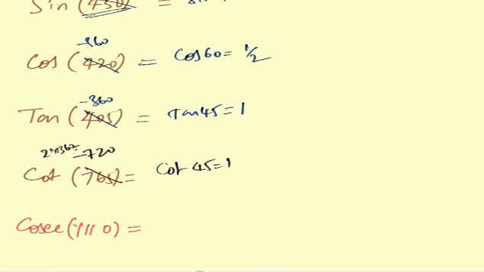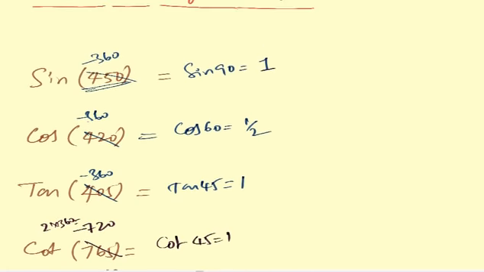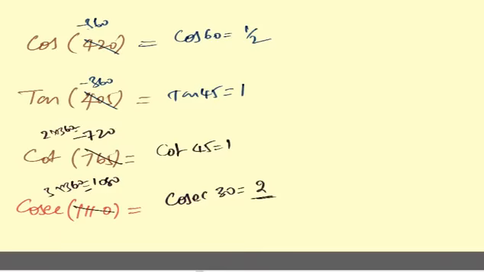Here also subtract as many 360s as you can. Here you can subtract three 360s, that is 1080. So directly you subtract three 360s, and your answer will be cosecant 30. What is the answer of cosecant 30, friends? It is 2. This is how you can solve the problems. When the angle exceeds 360 degrees, directly subtract 360 and it will give your answer.